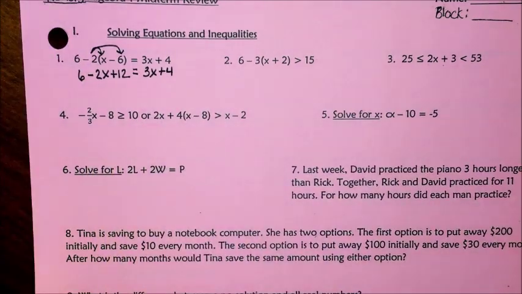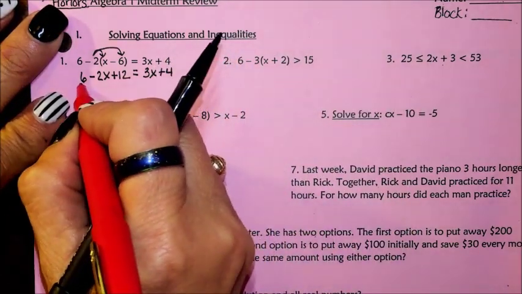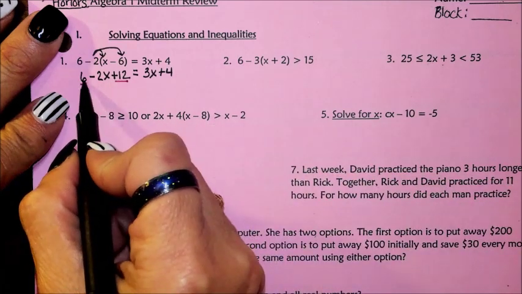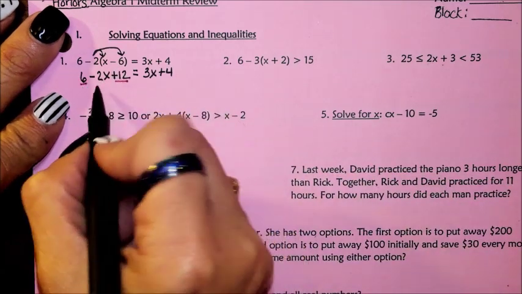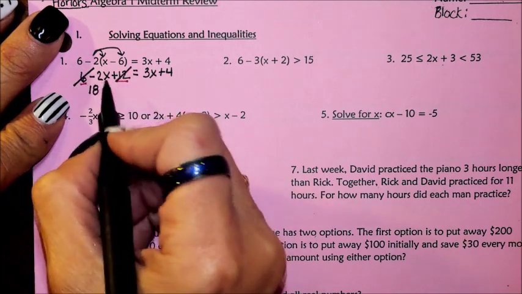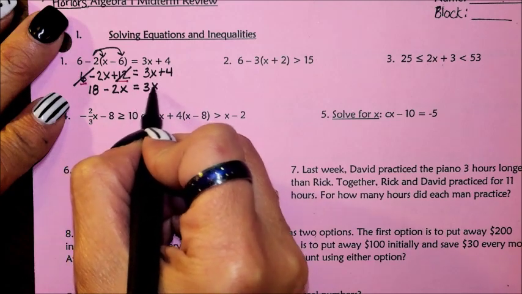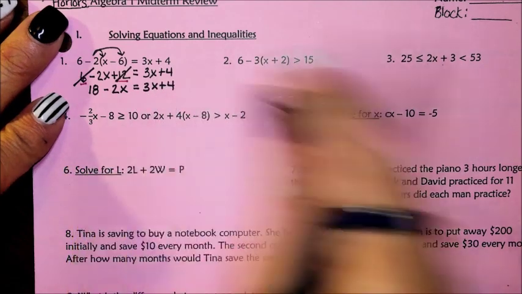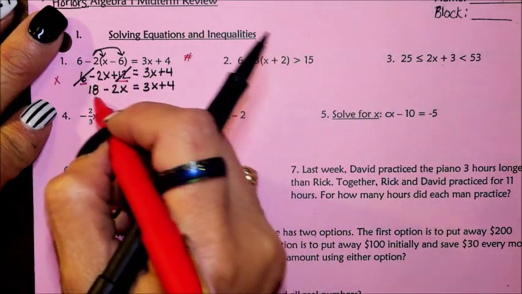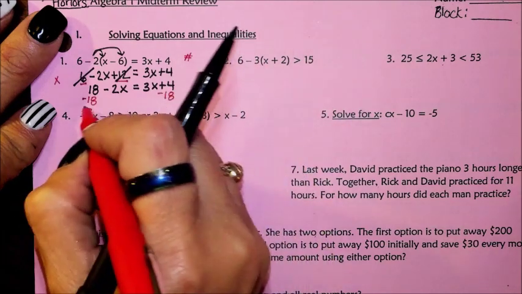Now remember, I told you, if you have more than two things on any one side, you can probably put something together. I notice here that I have like terms. 6 and 12, I can put those together and get a positive 18. I'm going to mark them off. And then I have minus 2x equals 3x plus 4. I'm going to get my x's on one side and my numbers on the other. So I'm going to subtract 18, subtract 18.